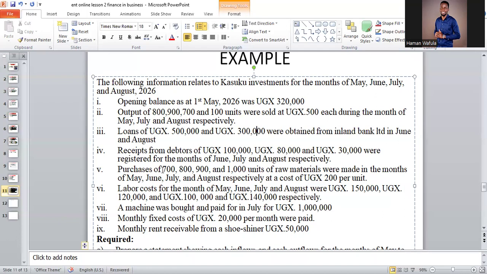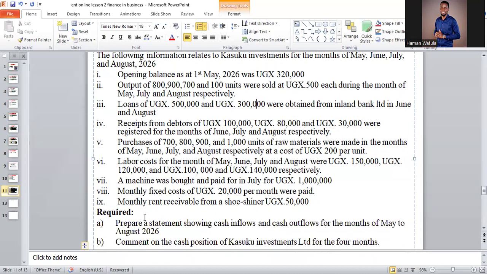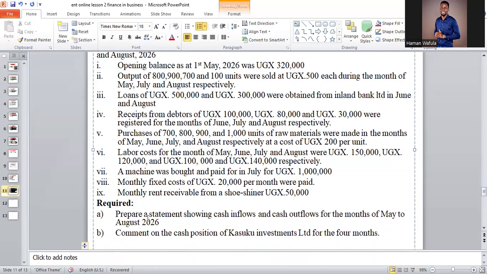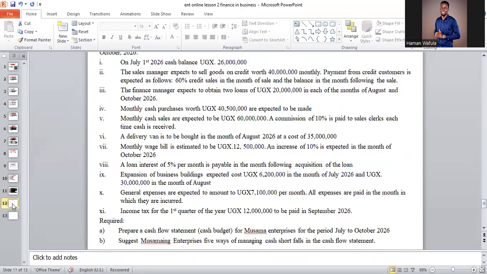Labor costs are outflows. Purchases are outflows. A machine bought is an outflow. Fixed costs are outflows. Then monthly rent receivable is an inflow because it is receivable. If it was monthly rent paid, it would be an outflow. So we are required to prepare a cash flow statement for the 4 months, May, June, July, and August, and also comment on the net cash position.